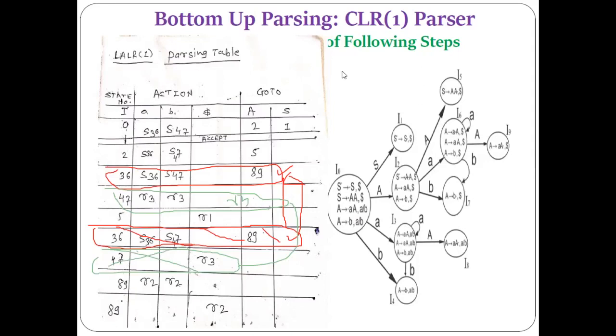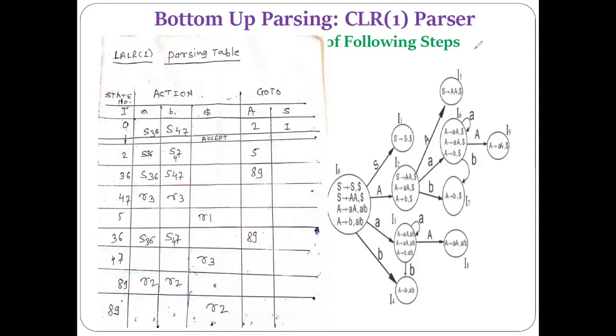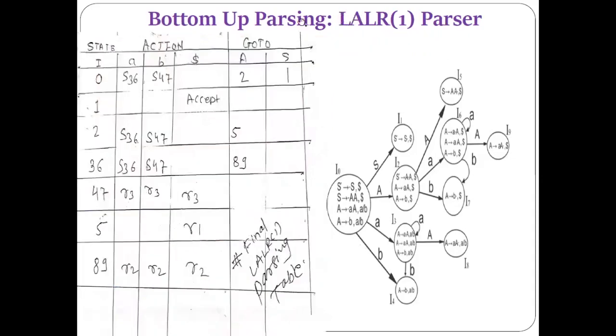Then next, I89. Here is I89 and here is I10. Now we'll shift this R2 here and we'll delete this. So here you can see we have deleted three states. After doing this, you can see what final parsing table you will get. The rest of the content we have merged, and from that we have got the final LALR1 parsing table.